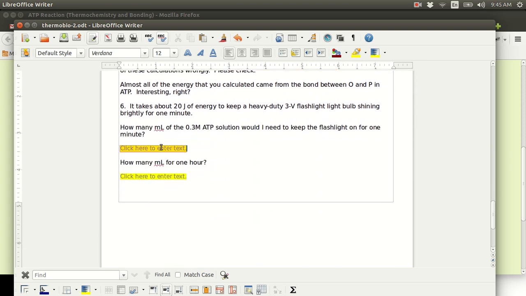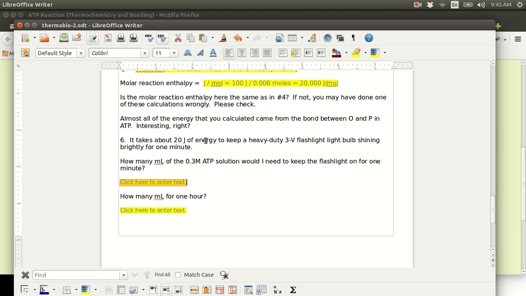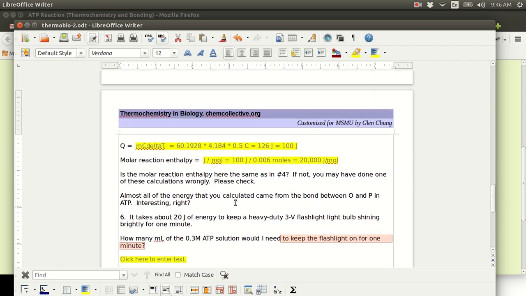So, now how many milliliters of the 0.3 molar ATP solution would I need? Now, to figure this out, I'm going to have to know how many joules it takes to do this task. Keep the flashlight on for 1 minute. Once I know the joules, I can figure out how many moles of ATP I'm going to need, and once I know that, I can figure out how many milliliters of the 0.3 molar ATP solution I need.